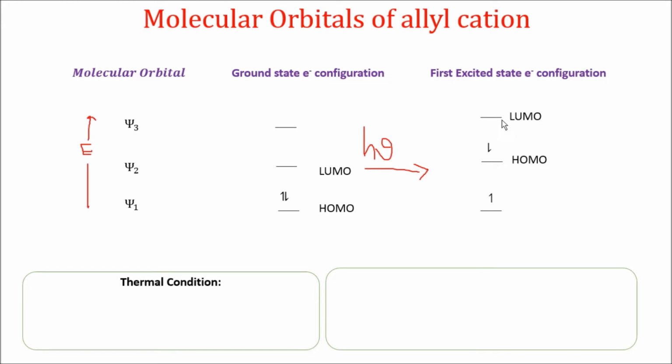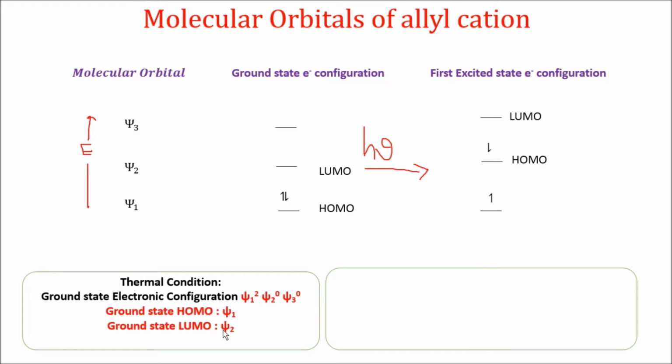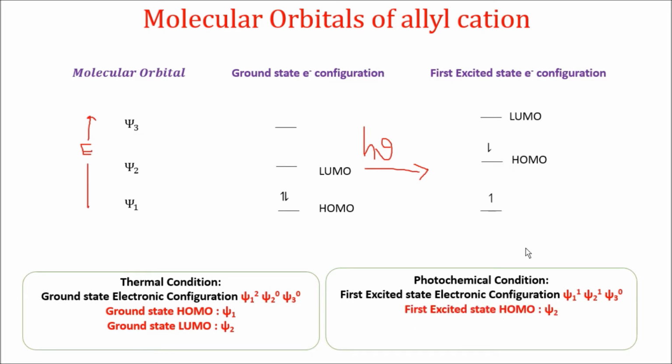So under thermal condition, the electronic configuration is Psi1 has 2 electrons, Psi2 has 0 electrons, Psi3 has 0 electrons. Ground state HOMO is Psi1, ground state LUMO is Psi2. Under photochemical condition, the first excited state electronic configuration is Psi1 has 1, Psi2 has 1, and Psi3 has 0. First excited state HOMO is Psi2, and first excited state LUMO is Psi3. Friends, this is about the molecular orbitals of allyl cation.